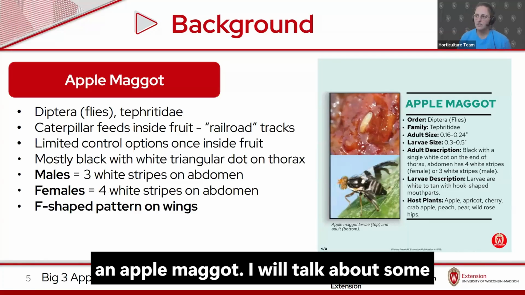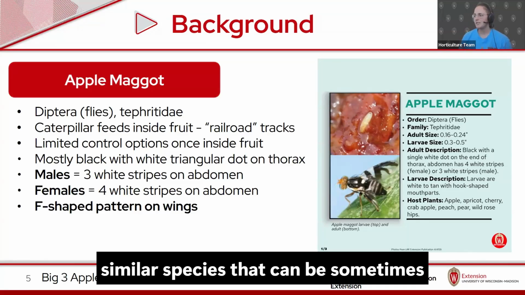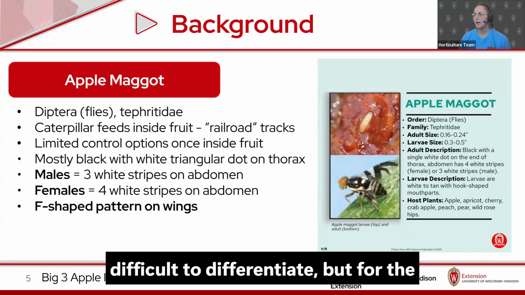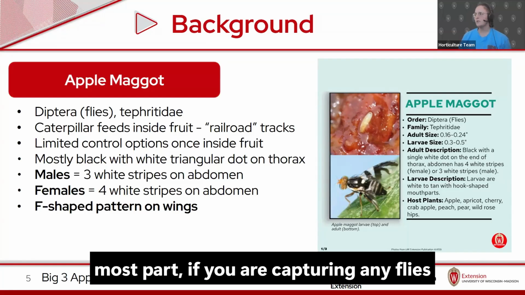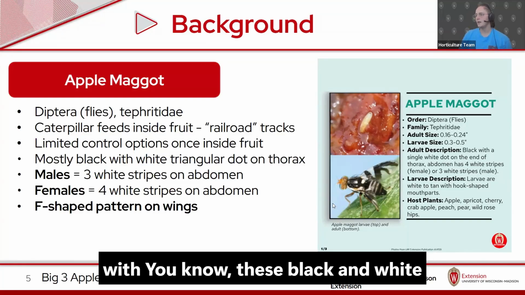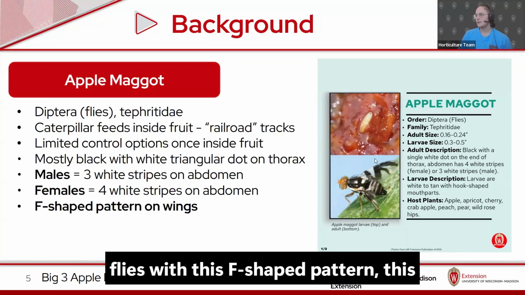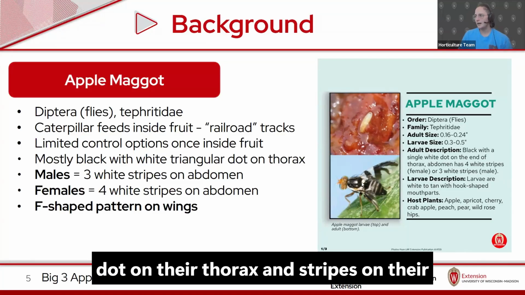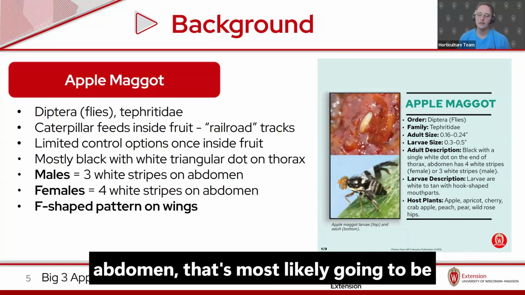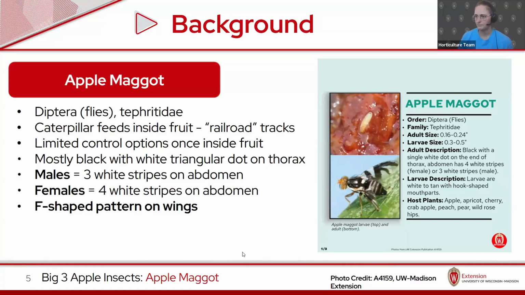I will talk about some similar species that can sometimes be difficult to differentiate, but for the most part, if you are capturing any of these black and white flies with this F-shaped pattern, this dot on their thorax and stripes on their abdomen, that's most likely going to be apple maggot.